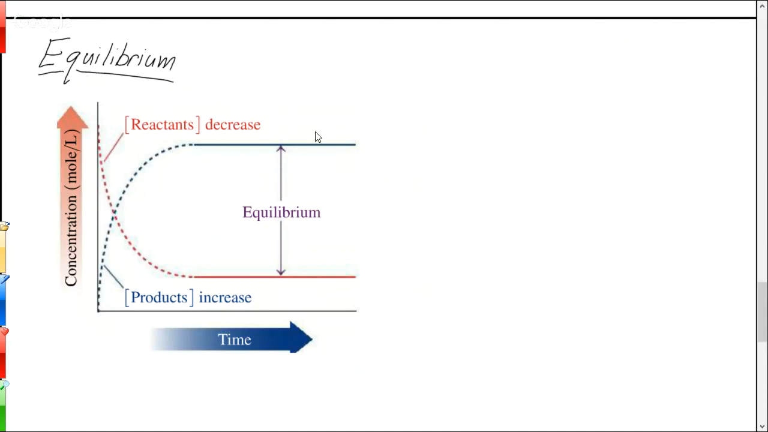At the same time, if we look at the blue curve, that's the products, you start with 0 product, and as the reaction goes on, the amount of products increase. Makes sense, right? As you do the reaction, you're making more and more products. Okay. Once you get to a particular point in the reaction, you will no longer lose reactants, and you will no longer make any more products. Everything will just be balanced out, and nothing will change anymore. And that point is called equilibrium.